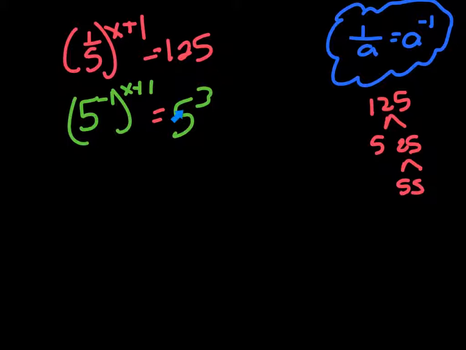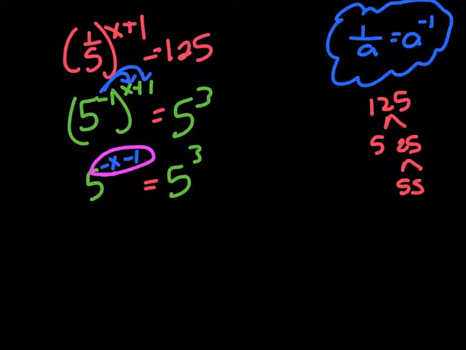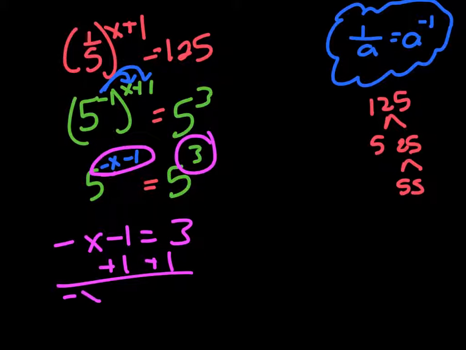Once my bases are the same, you're going to have to multiply this out. So this is 5. Distribute my negative 1. Make sure you're careful of your exponents. And that's going to equal 5 cubed. Now I can set my negative x minus 1 equal to 3 and solve. And it's just a matter of going back and doing your algebra 1 and solving. So my x equals negative 4.